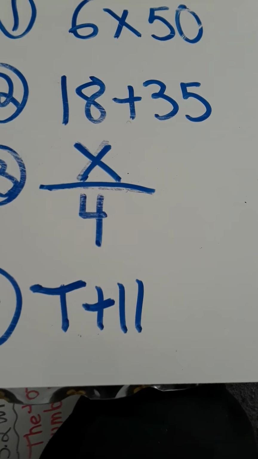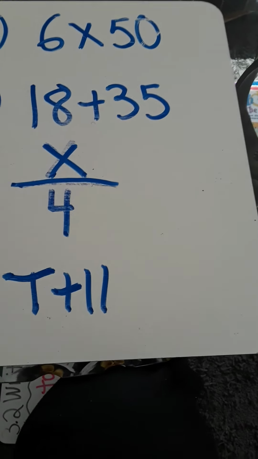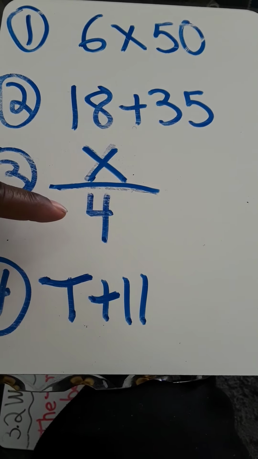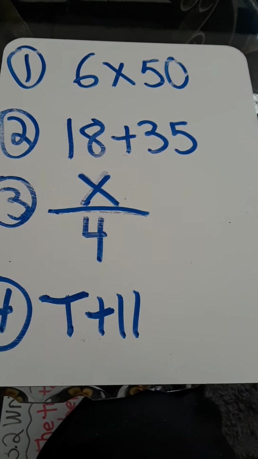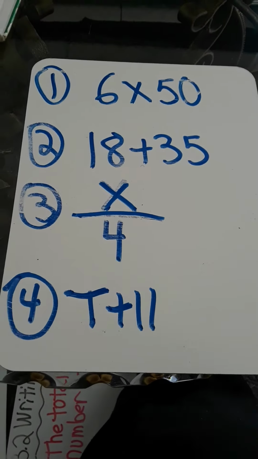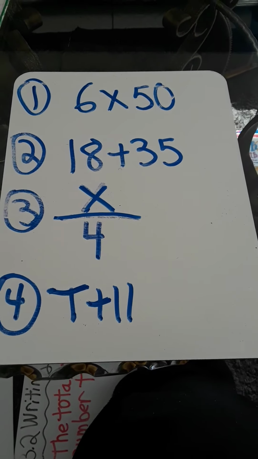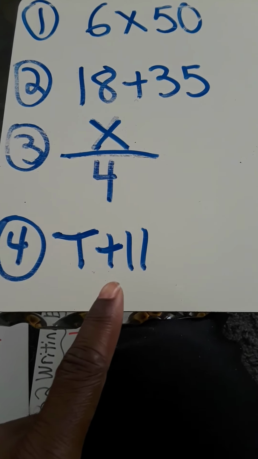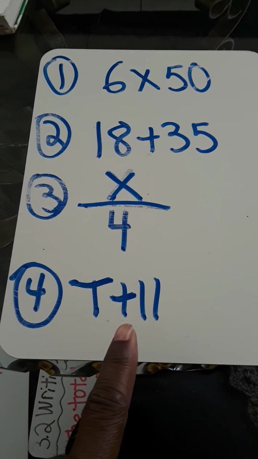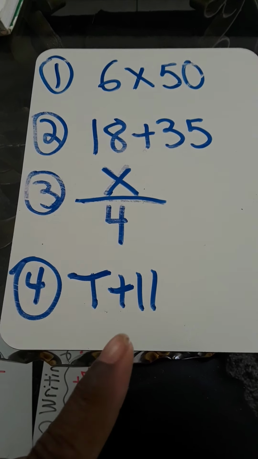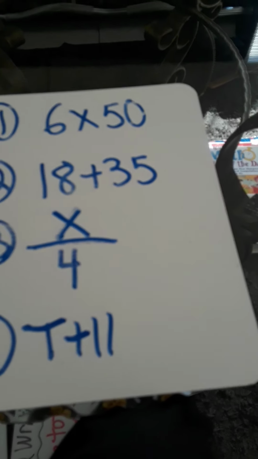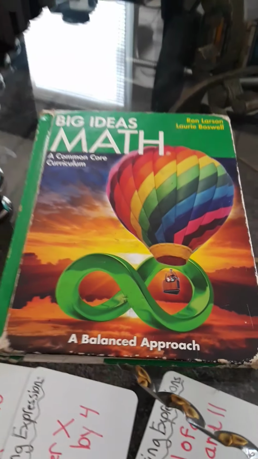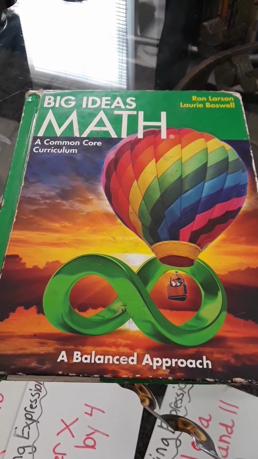The third one I showed you said a number x divided by 4. This is the answer. X divided by 4. And then the last one I showed you said the total of a number t and 11. Total means we're adding. So our answer should be t plus 11. This concludes the latest video out of our Big Ideas math book on writing expressions. Get to work.